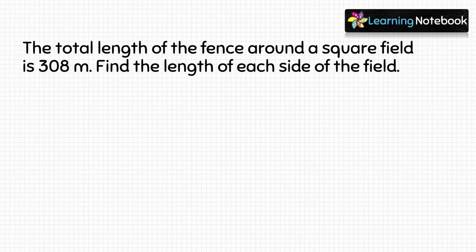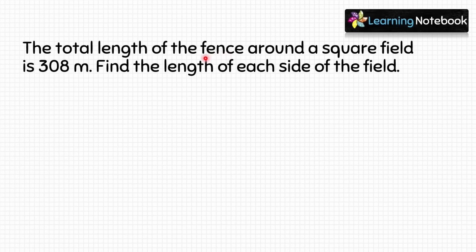Now let's do a different question. The total length of the fence around the square field is 308 meters. Find the length of each side of the field. So students, here we are given with total length of the fence. And what is fence? Boundary. So it means we are already given with the perimeter of this field.